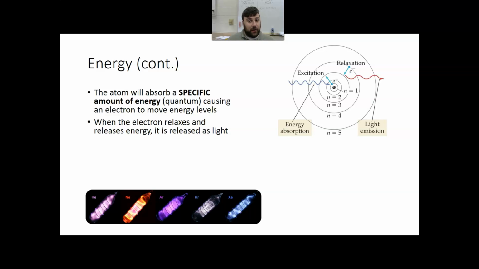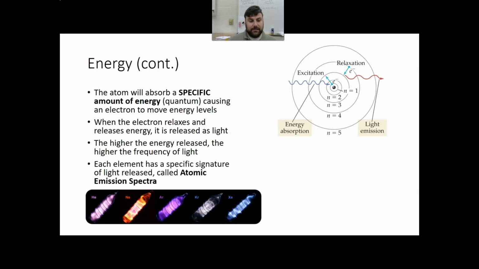So that's what we saw in the flame test lab. Those substances were in a constant state of exciting and then relaxing, exciting and then relaxing, which would cause what we saw as a constant color change. The higher the energy released, the higher the frequency of light. So some of those things that we saw, like the purples or the greens, were higher energies than the oranges or the reds. There was a higher energy of the light that was being released.